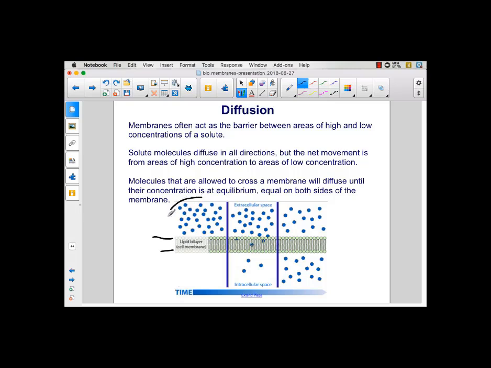Here you have a high concentration of a molecule that is allowed to pass through this cell membrane. And over time, some of those molecules begin to pass through the cell membrane. And eventually you will find that you have an equal amount on both sides, and that is referring to this equilibrium. So any molecule that's allowed to cross this membrane will diffuse until their concentration is at equilibrium.